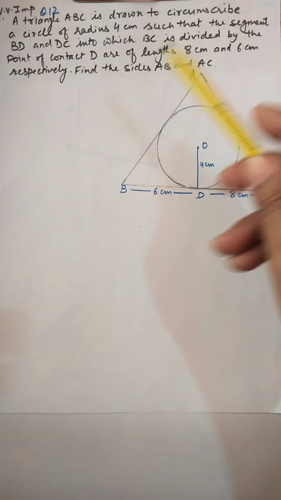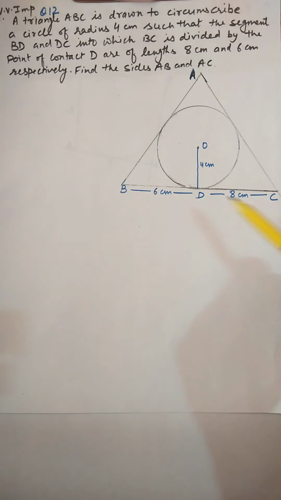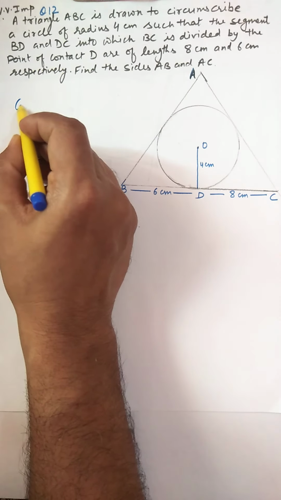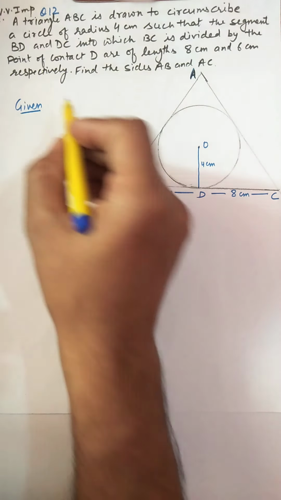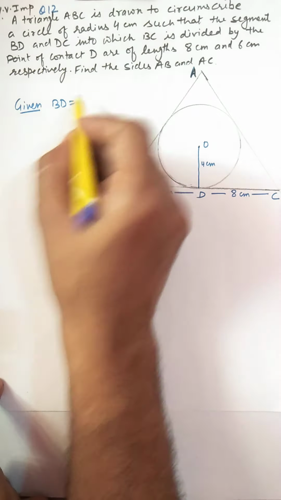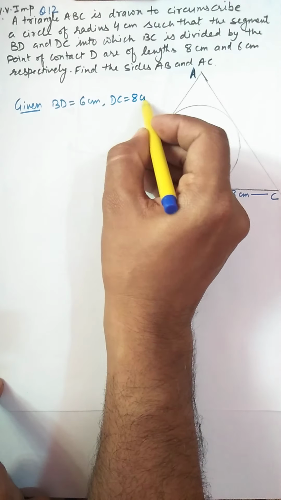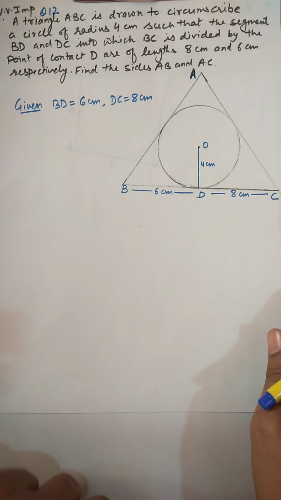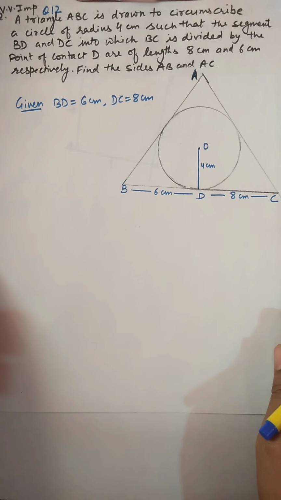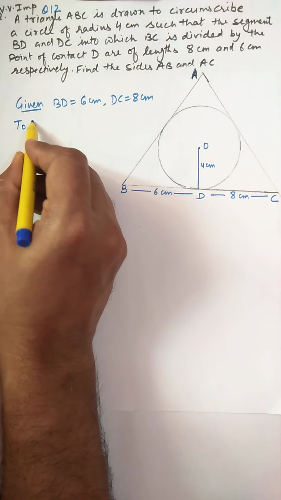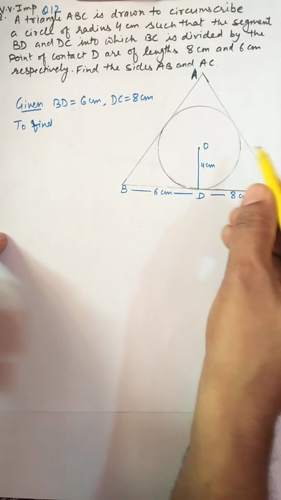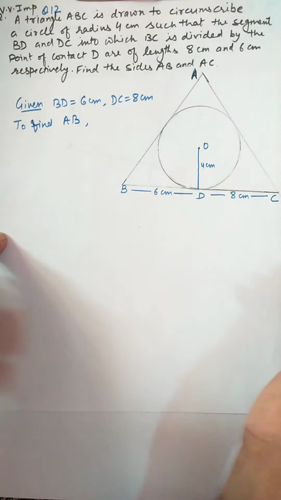And next is such that the segments BD and DC, you can see this BD and DC, they are respectively 6 and 8 centimeter long respectively. Find the sides AB and AC. You have to find this AB and this AC. So first we write given simply we write that BD equal to 6 centimeter and DC equals to 8 centimeter. This is what is given to us. And now we'll write to show or to find: we have to find AB and AC.